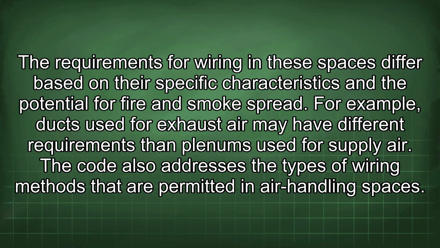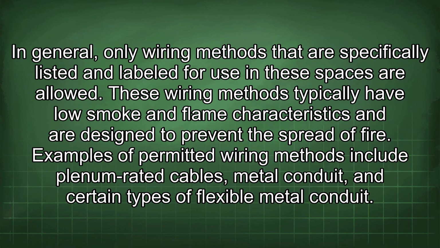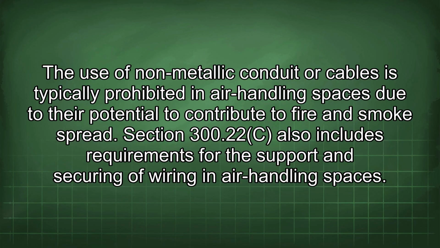The code also addresses the types of wiring methods that are permitted in air handling spaces. In general, only wiring methods that are specifically listed and labeled for use in these spaces are allowed. These wiring methods typically have low smoke and flame characteristics and are designed to prevent the spread of fire. Examples of permitted wiring methods include plenum-rated cables, metal conduit, and certain types of flexible metal conduit. The use of non-metallic conduit or cables is typically prohibited in air handling spaces due to their potential to contribute to fire and smoke spread.